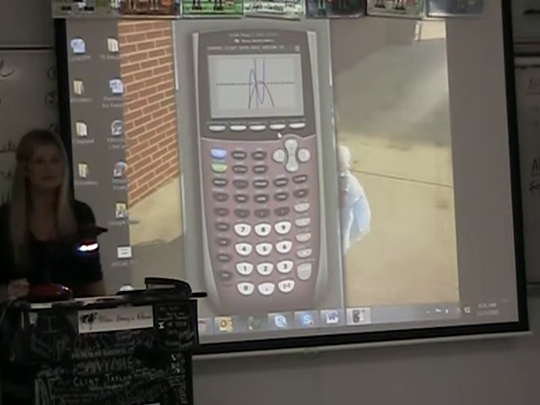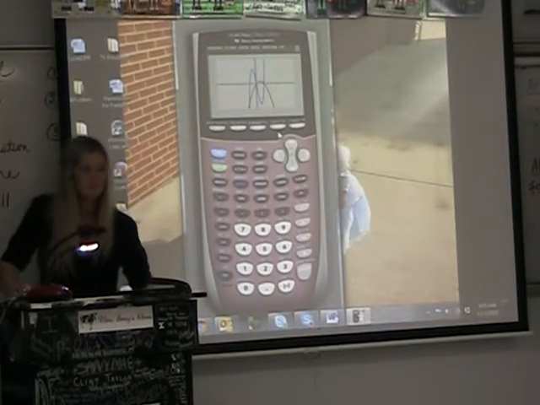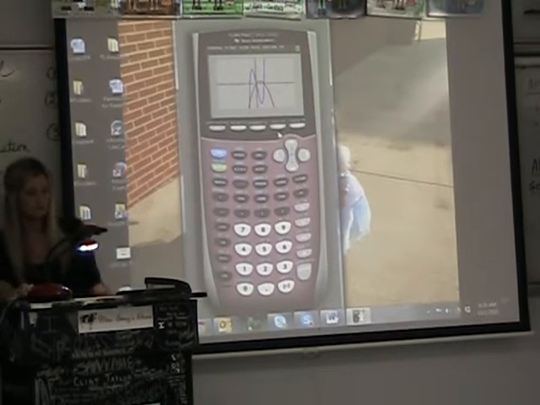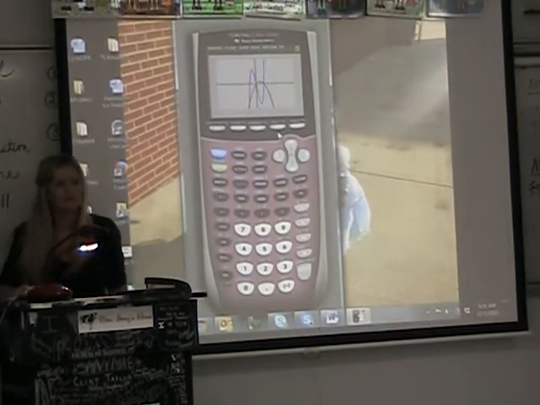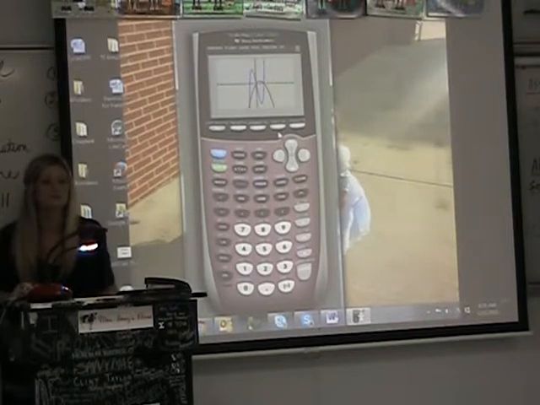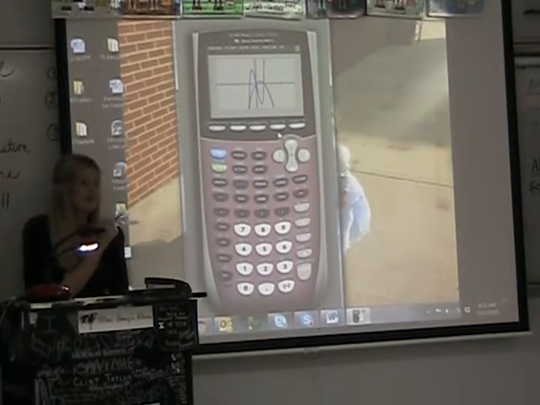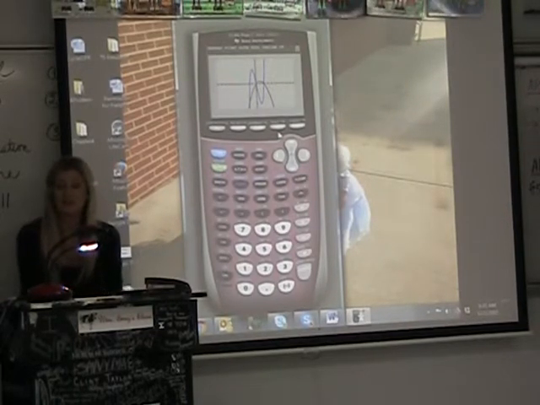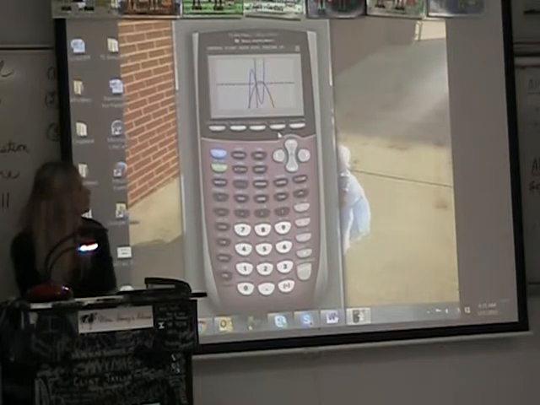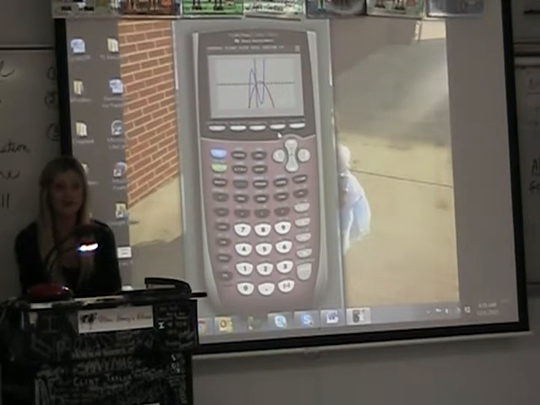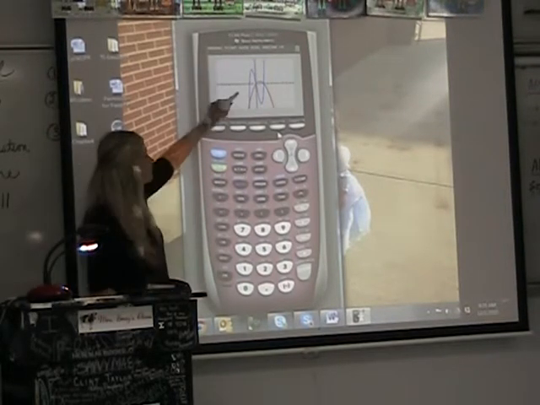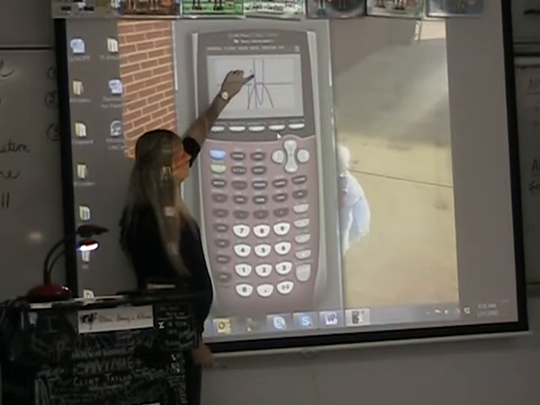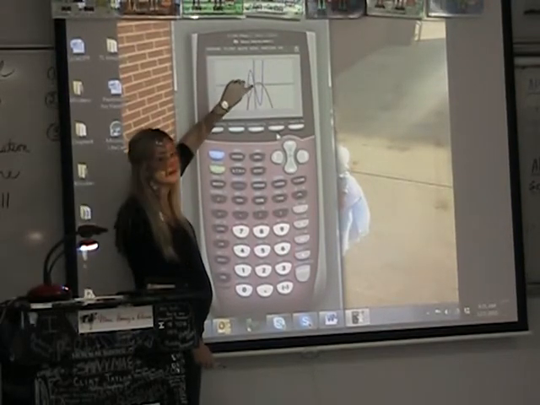A little more interesting than number 1. What are we finding again? The bounded area, the area bound by these two curves. How many areas do you see? There are 2, right? This area here is bound.